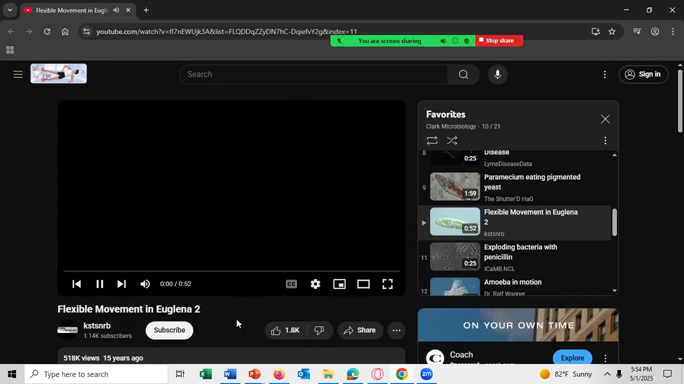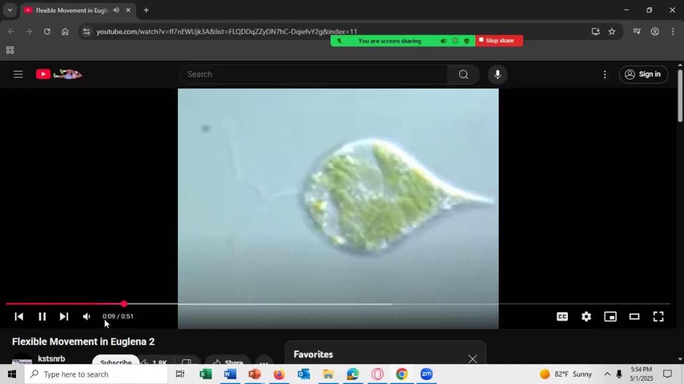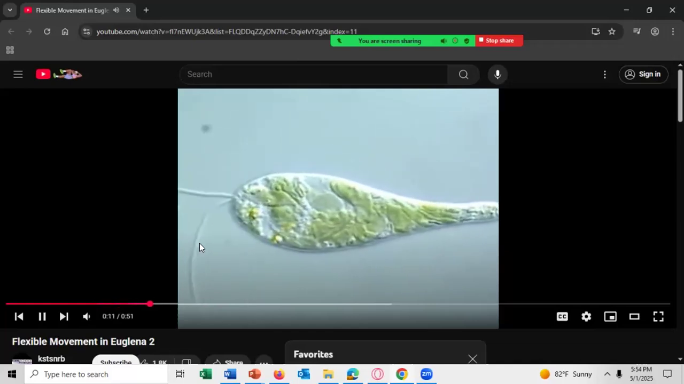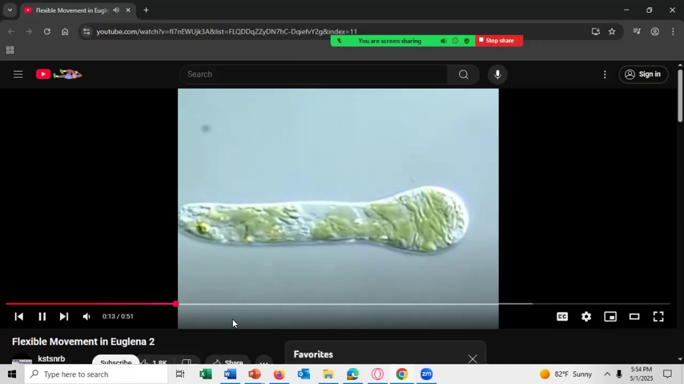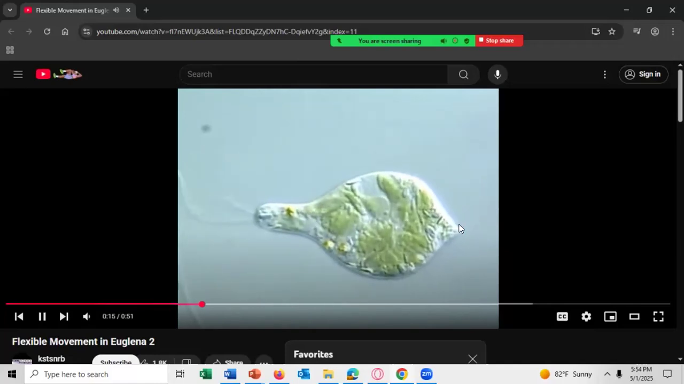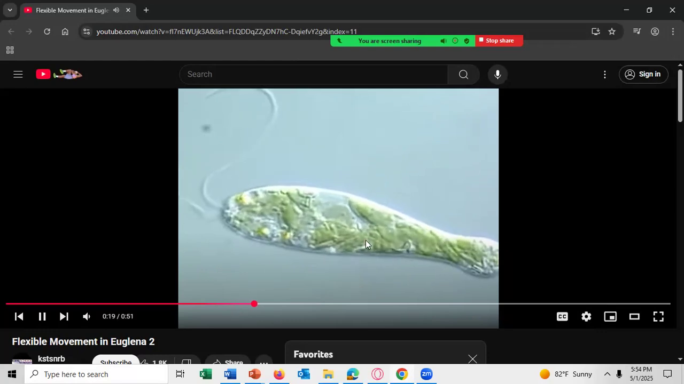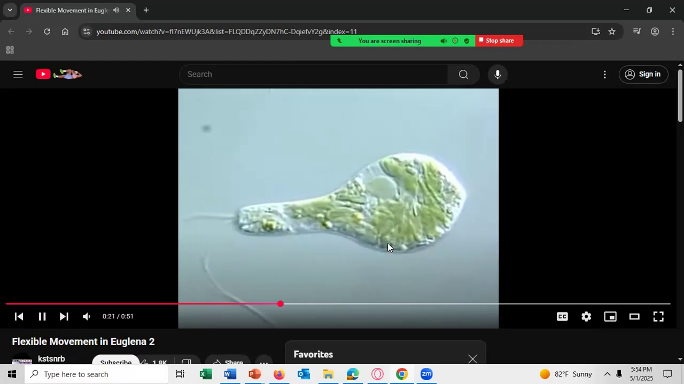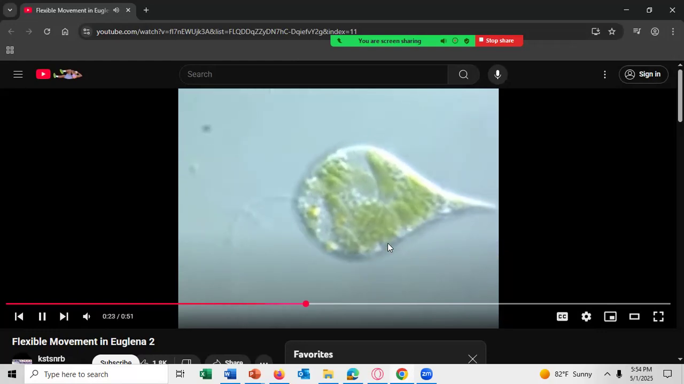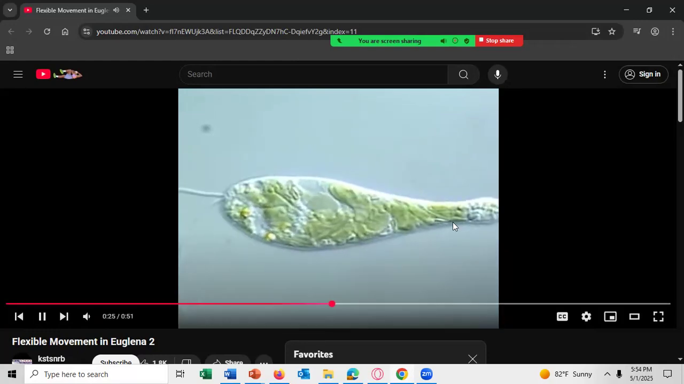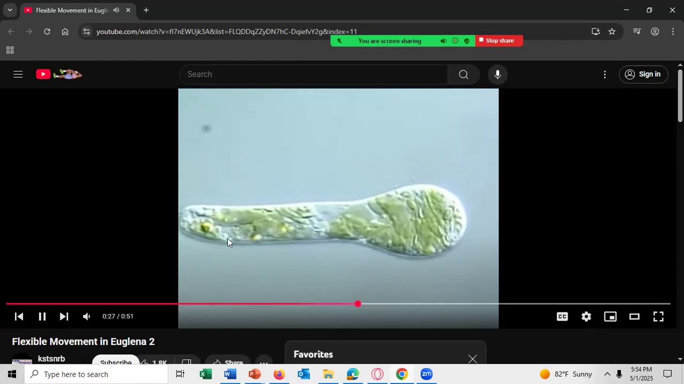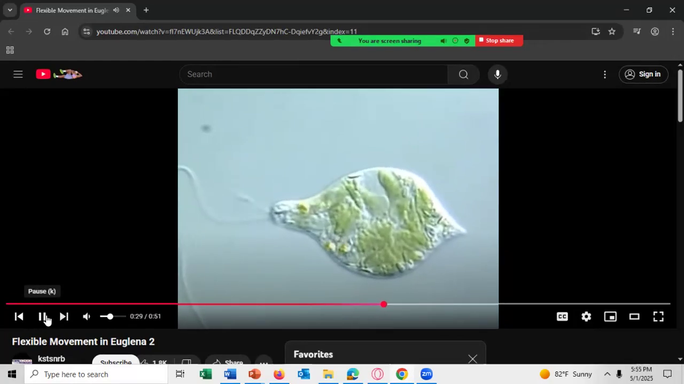The video shows a typical euglenophyte, Euglena. Euglena does not have a rigid cell wall, usually referred to as a pellicle. The cell's shape also changes as the organism moves. Pseudopods, putting its membrane out there, but it does have flagella as well.